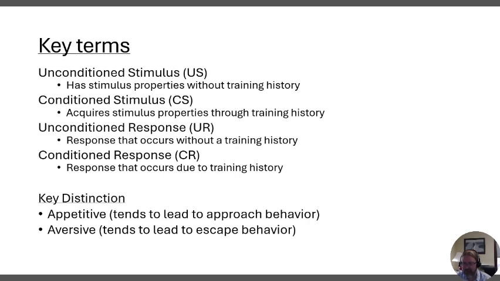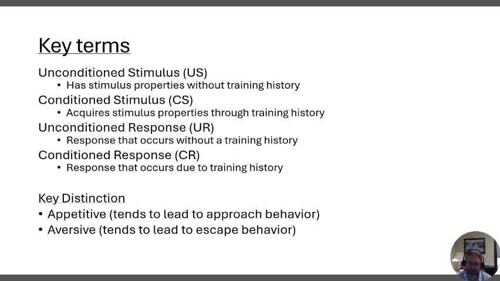Unconditioned responses, those would be like the salivation in response to putting food in your mouth. So the response happens without a training history. And then the conditioned response, those are the responses that are occurring due to the training history. So they actually tend to be the same as unconditioned responses like swallowing or blinking, but we call them conditioned responses when they're happening based on their training history and not because of their untrained history.